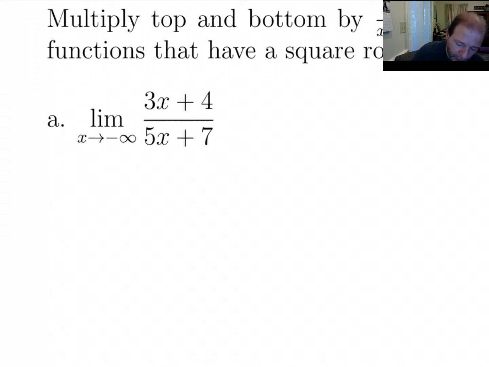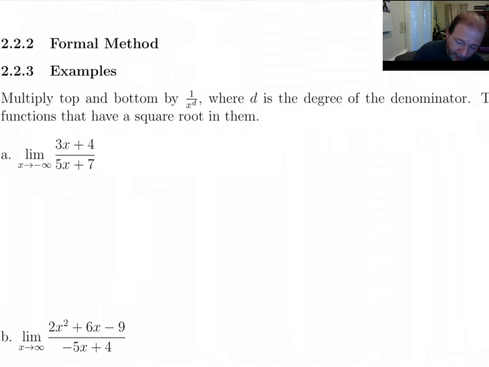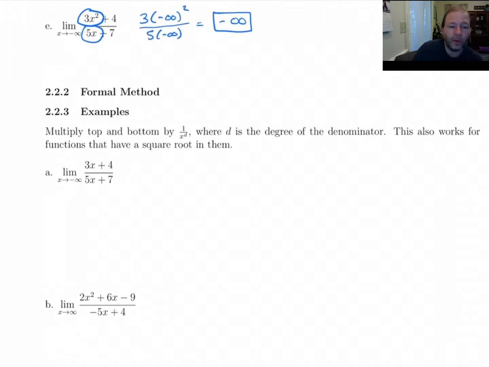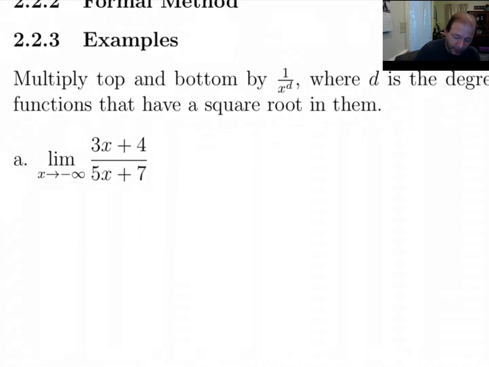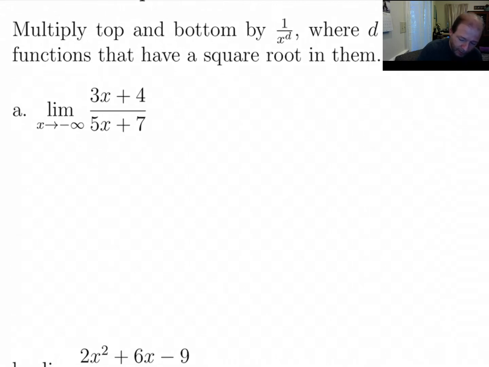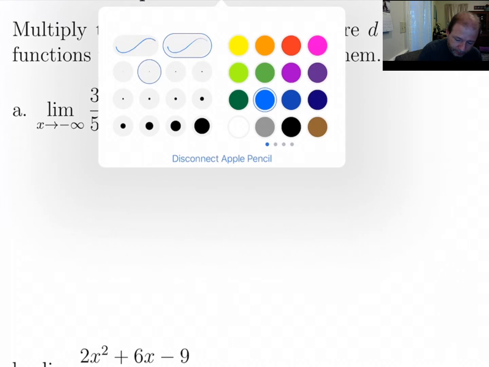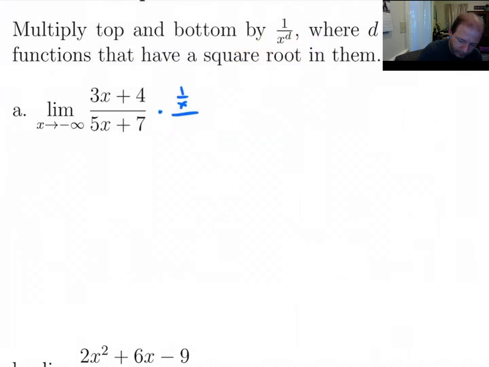Formally, what we would do is multiply the top and bottom by 1 over x to the d, where d is the degree of the denominator. In this case, the denominator has degree 1, so what I would do is multiply the top and bottom of this by 1 over x. When I do that, x is still going to negative infinity.